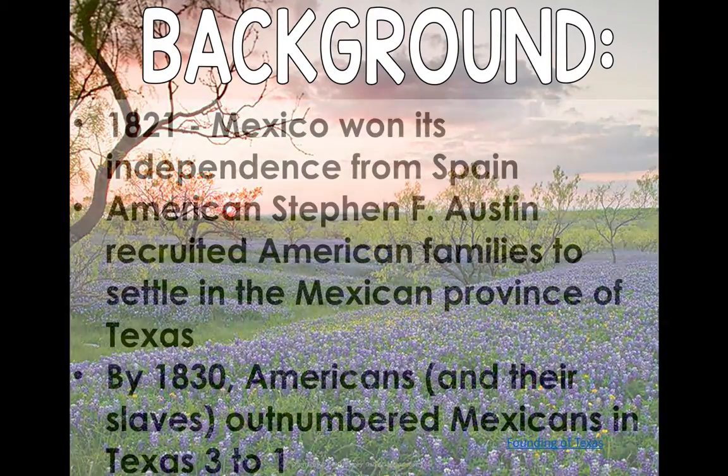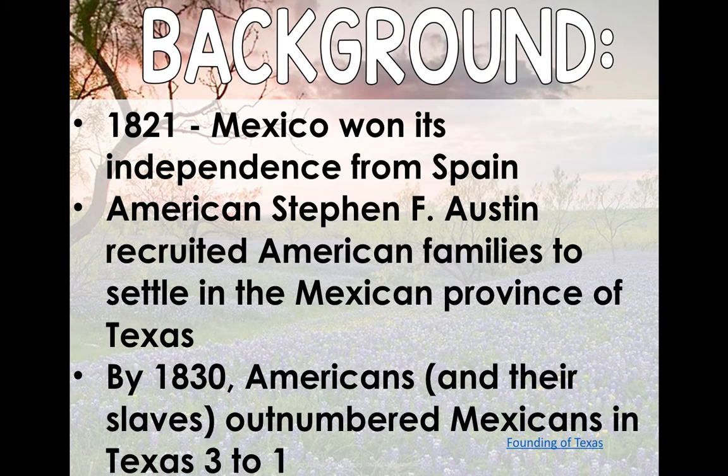So a little background information: 1821. The big piece of this is that Mexico won its independence from Spain. This is the same year that Mexico is looking to really improve on its settlement of areas like Texas. And what we see is the American Stephen Austin starts recruiting American families to settle the Mexican province of Texas. So they're essentially invited in by Mexico in order to settle this area.